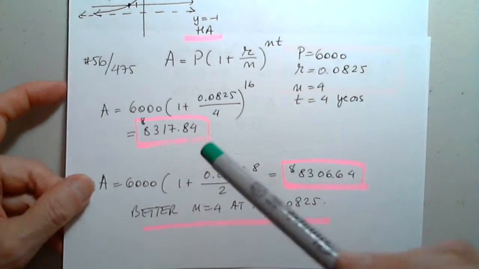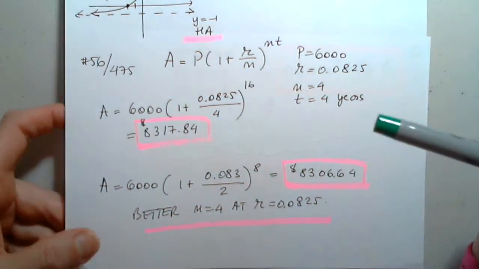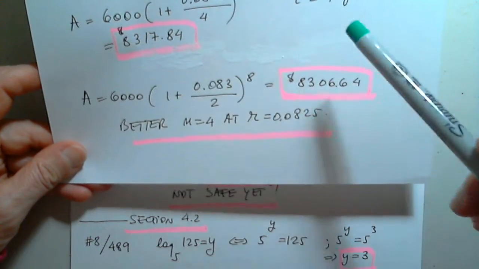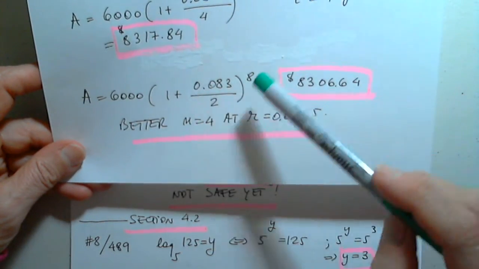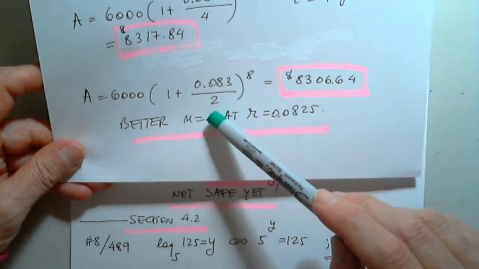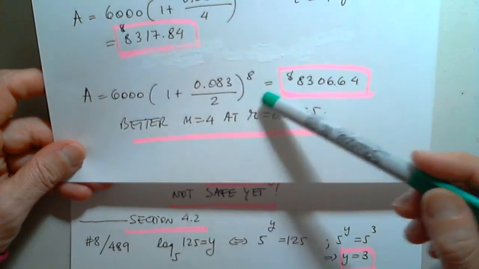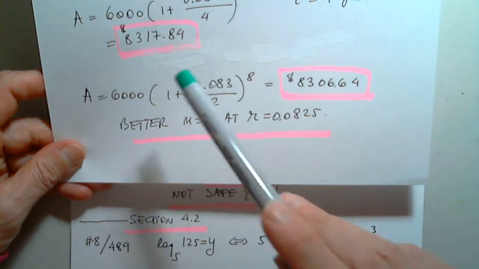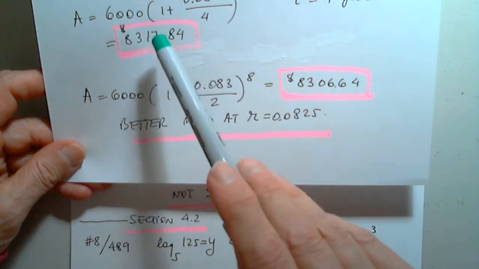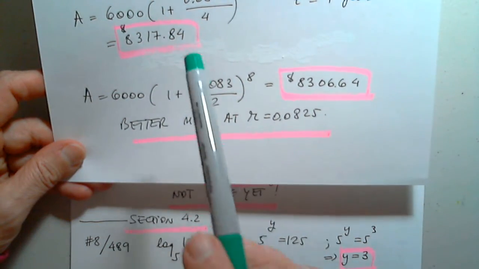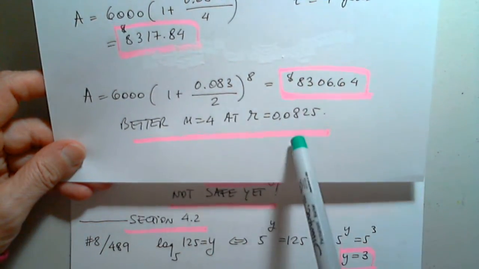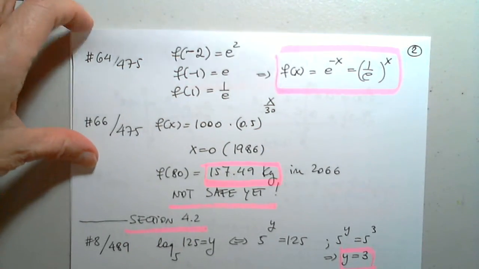Plugged it in the calculator. Be careful with parentheses and the power. Same thing here, but they were different. So the rate is now 0.083, and it's just semi-annually, which means twice a year. And we get this by comparison. This is a better deal. So compounded 4 times at this interest rate is a better deal for us.